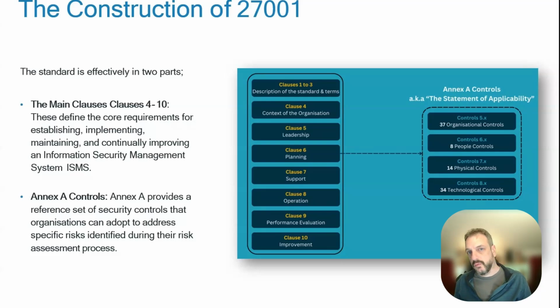And it asks you to consider all these things and say whether they're applicable to your business or not. And if they're not, then you don't have to address them. But mostly they are going to be applicable to your business. And you will have to say how you address them and how you make sure that those controls are working.